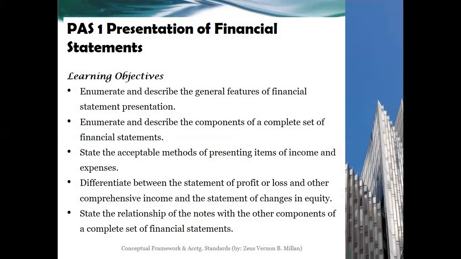Then we have to state the acceptable methods of presenting items of income and expenses, differentiate between the statement of profit or loss and other comprehensive income, as well as the statement of changes in equity. Then state the relationship of the notes with the other components of a complete set of financial statements. By the latter objectives, you can see already the other financial statements that would comprise the complete set. We have actually the statement of profit or loss and other comprehensive income. That's one. Statement of changes in equity. That's another one. And also the notes to financial statements.